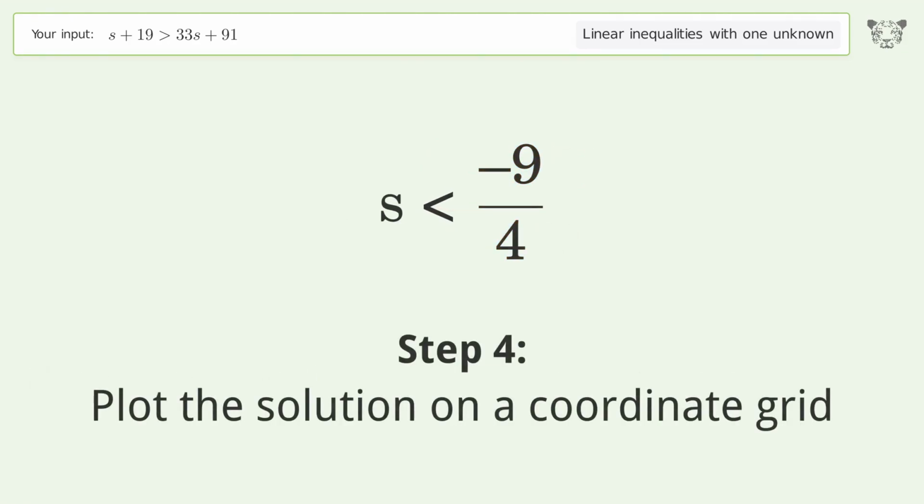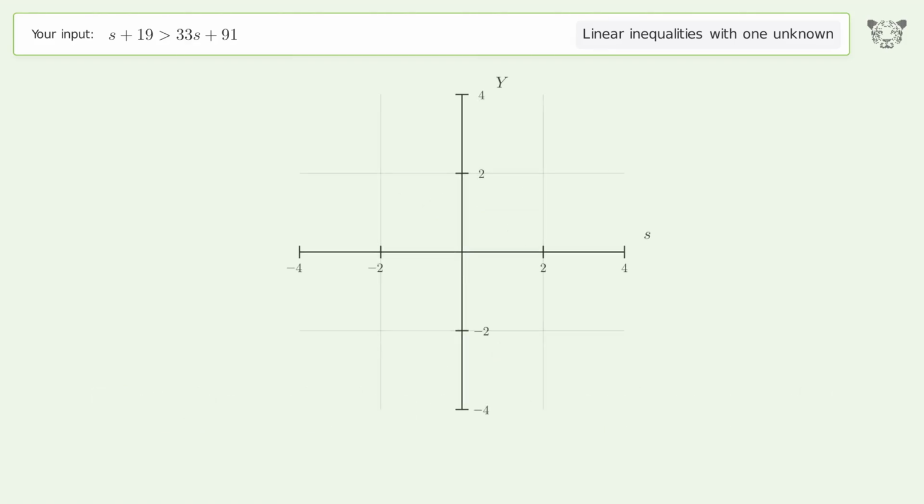Plot the solution on a coordinate grid. And so the final result is s smaller than -9/4 smaller than -21/4.